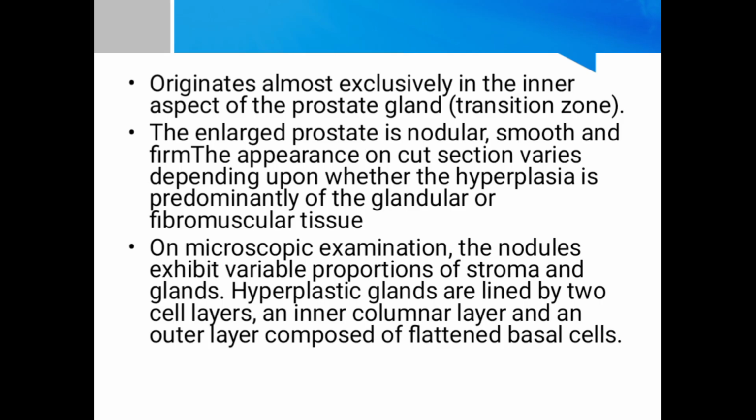Hyperplastic glands are lined by two cell layers. This is very important. The two layers are preserved in hyperplasia: an inner columnar layer and an outer layer composed of flattened basal cells. This is in benign prostatic hyperplasia.